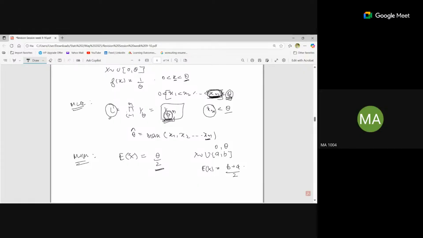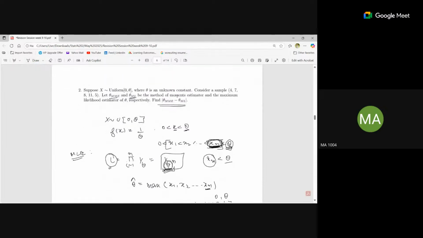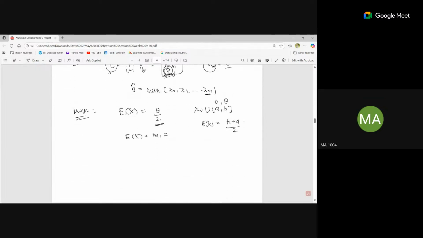Now, I will put this value equal to the sample mean. What is my sample mean here? 4, 7, 8, 11, 5. It is coming out to be 7. That means my theta by 2 is equal to 7, so theta will be 14. According to the method of moments, my estimated value is 14.